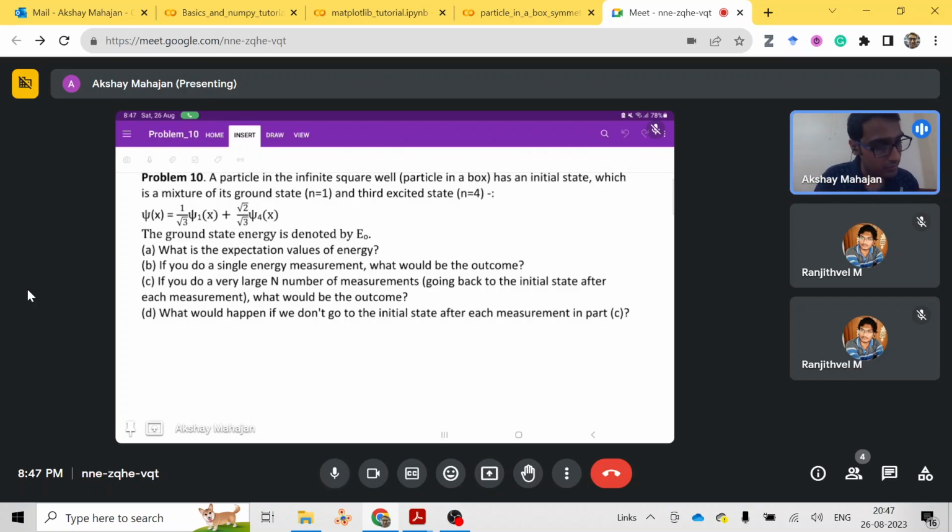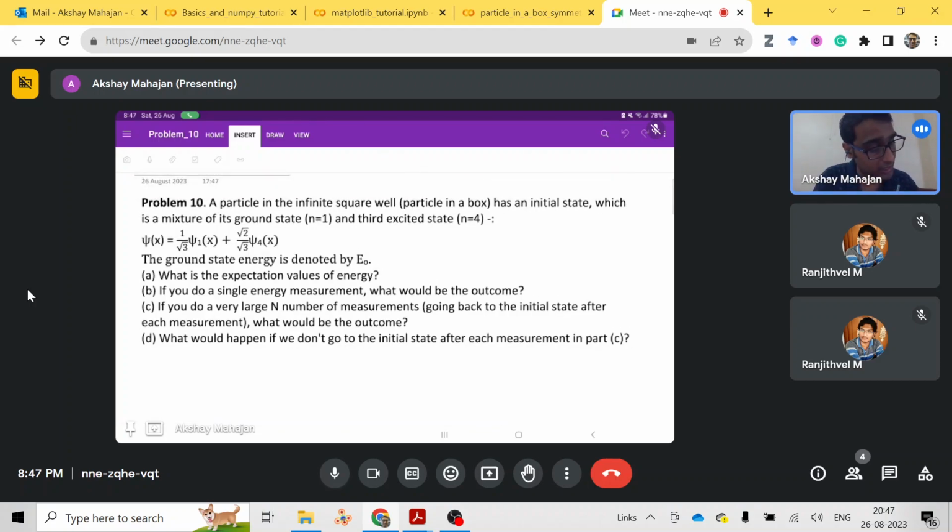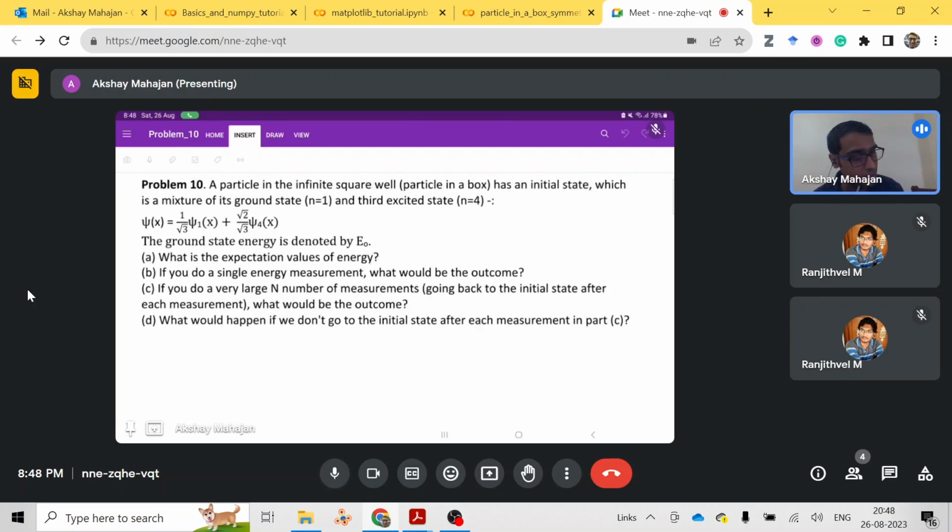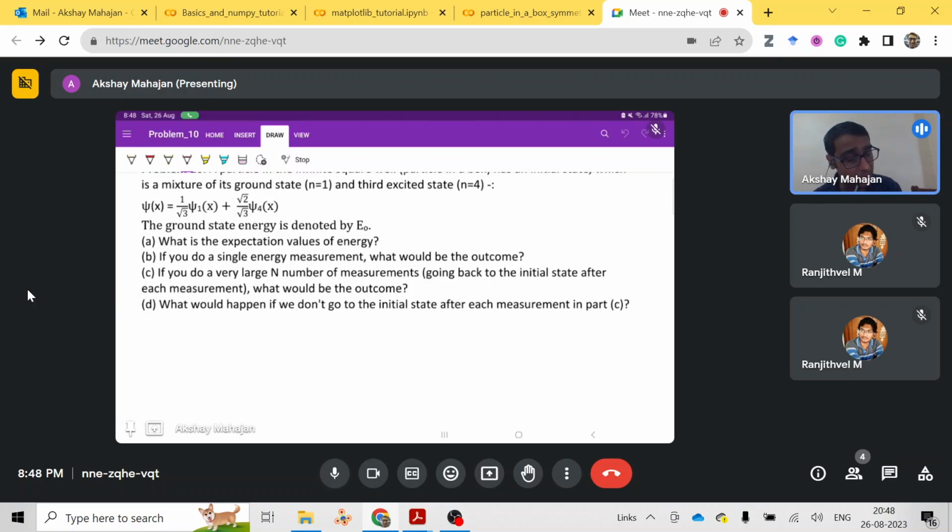Alright, so we have a particle in the infinite square well, again a particle in a box problem, which has an initial state which is a mixture of its ground state n equals 1 and third excited state n equals 4. Now in this question you don't have to put your brains. You are given an initial state which is a mixture of n equals 1 and n equals 4, and it is given by 1 by root 3 times psi 1 plus root 2 by root 3 times psi 4. That is our initial state.